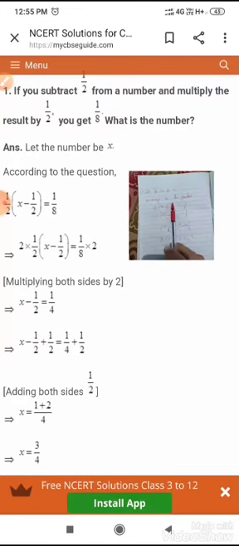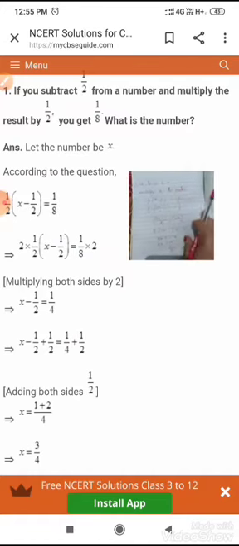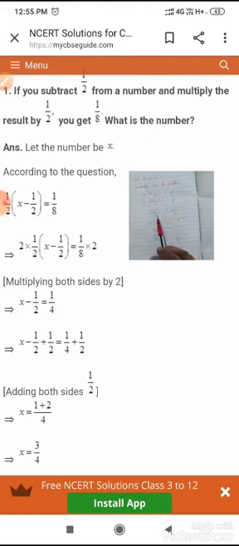According to the question, we have to subtract 1/2 from our number and multiply this result by 1/2, and we will get 1/8. So (x minus 1/2) multiplied by 1/2 is equal to 1/8. First, we have to solve the quantity inside this bracket. For this, take the LCM of 2 and 1, that is 2, and solve the quantity inside the bracket.